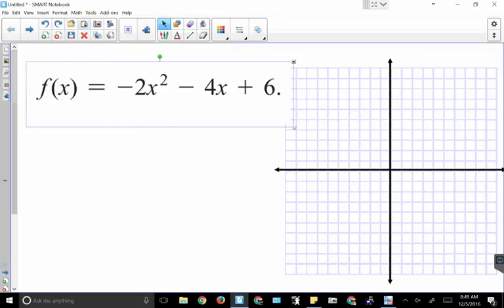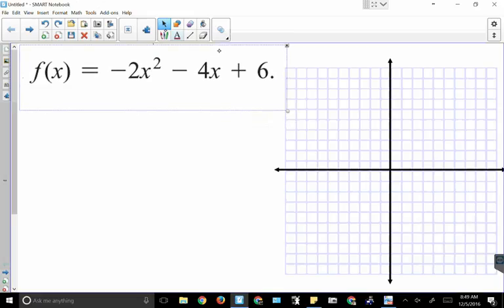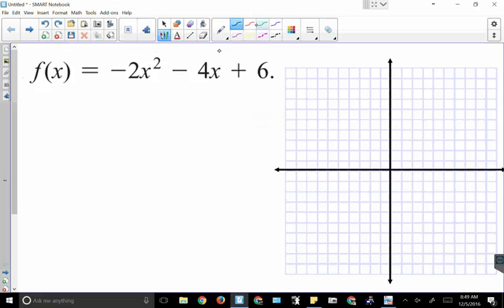Okay. There are a few things that I know off the bat with this. One, which way is this thing going to open? Well, I've got a negative here, so I know that it's going to be opening down. If it's positive, it opens up. I also happen to know that this here is going to be the y-intercept. If x is 0, it's got to go through at 6. 1, 2, 3, 4, 5, 6.